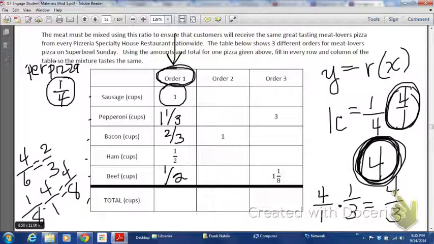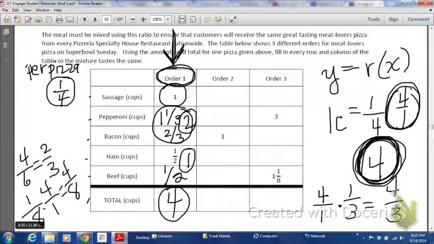Okay. Now we can add all these up. If we're looking down again, we're looking down order 1. Let's just go ahead and combine a few things. We can combine these two. 1 1/3 plus 2/3 equals 2. So those together equal 2. And the two 1/2s together equal 1. So that would be 1, 2, 3, 4. So 4 total cups, which makes sense. We could have just used our multiplier right here of 4.